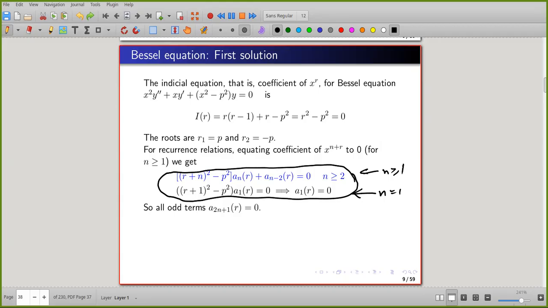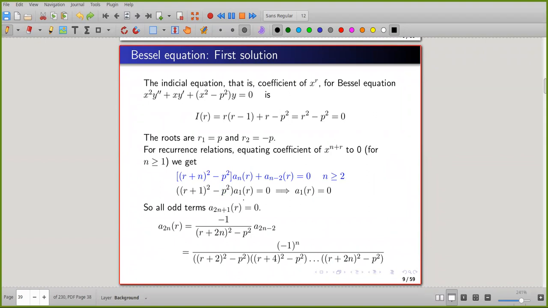Now notice that this forces a1 to be 0. Because (r plus 1) whole square minus p square, we are viewing as a function of r now. P is fixed, but r is not fixed; we are treating it as a variable. So this is a non-zero function, and this into a1 of r is 0. That means a1 of r is the 0 function. And now the previous relation tells us that a n minus 2 of r and a n of r satisfy this equation. That would mean that all the odd terms are 0. So that's how we get this.